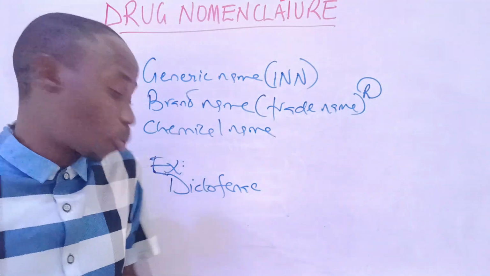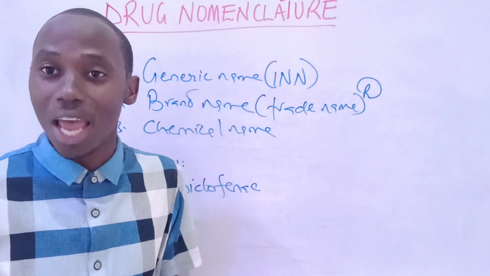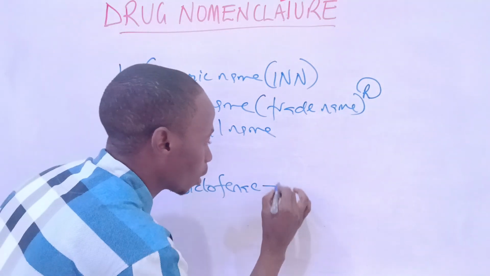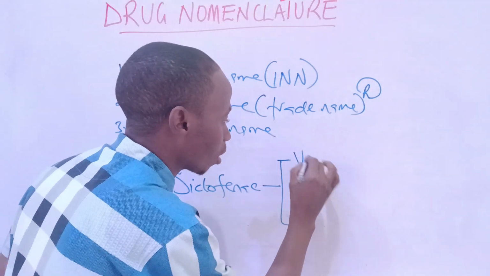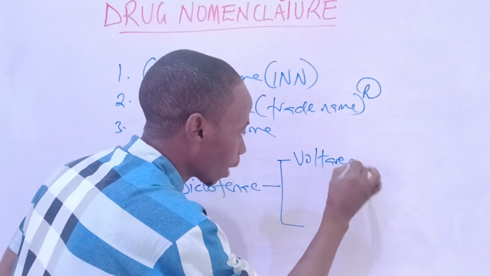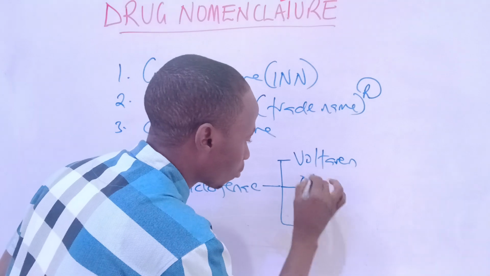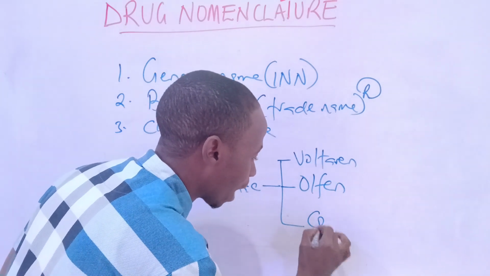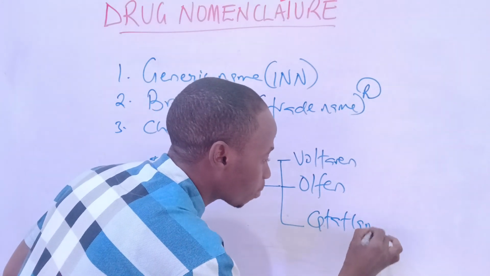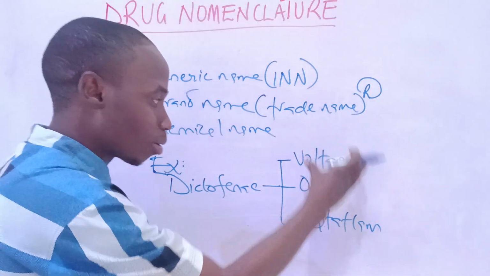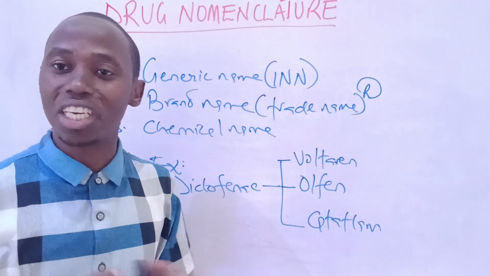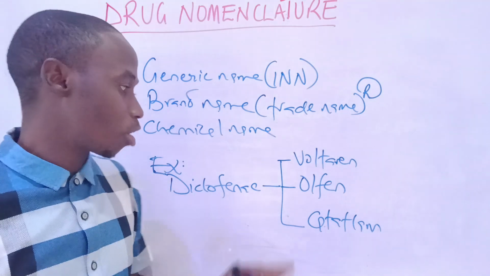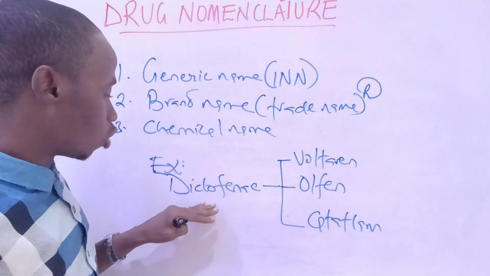Each company that produces diclofenac can give it a name. Examples of brand names of diclofenac, at least we have Voltaren, right? We have Olfen. There are plenty. We have Cataflam. All these are brand names. What they contain is nothing but diclofenac, but they are produced by different companies. That's the meaning of brand names, and this is the generic name.